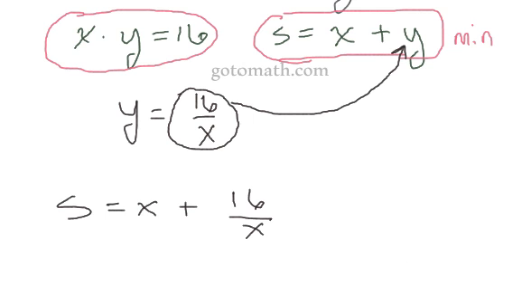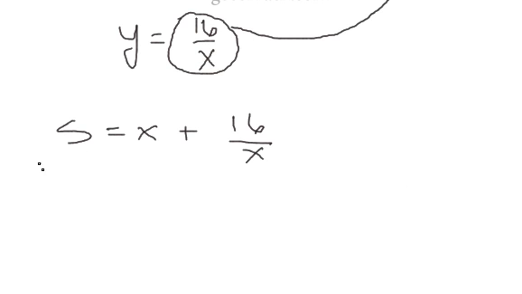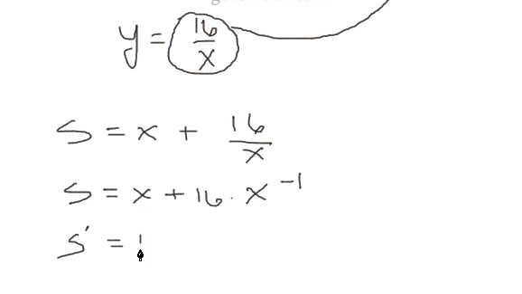Now we want to take the derivative of this, but the first thing I'm going to do is rewrite this. So s is equal to x plus 16 times x to the negative 1. Then we take the derivative. So s prime is equal to, the derivative of x is 1, take this negative 1, bring it out front, times the 16, subtracting 1 from the exponent, and we get x raised to the negative 2.